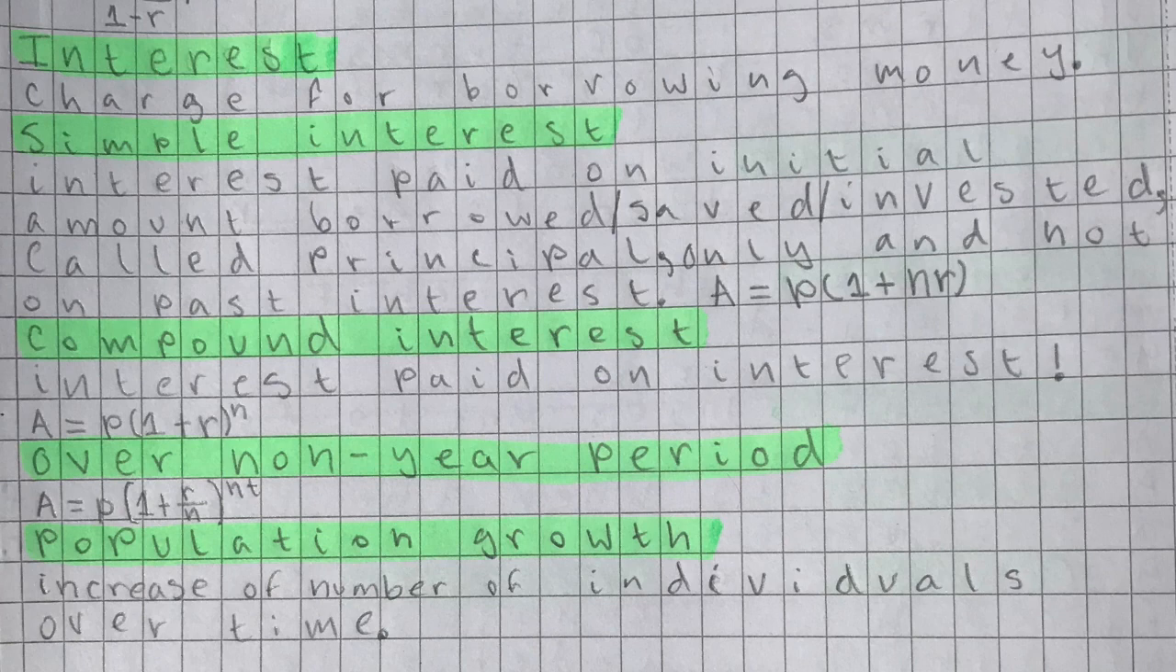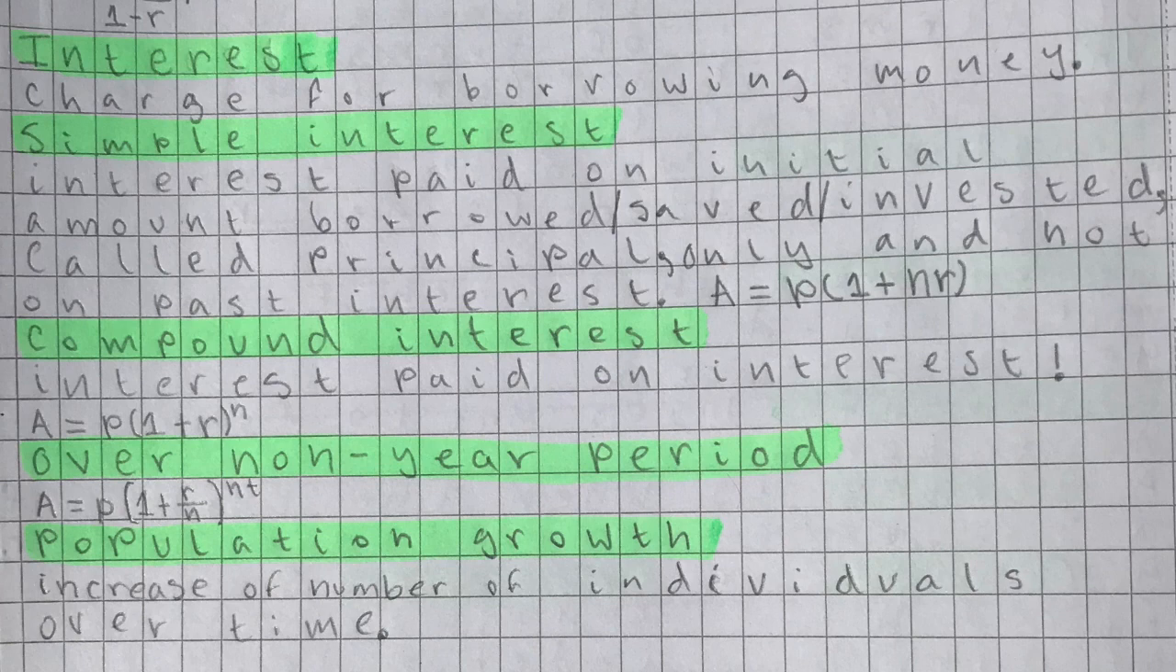Now, you also need to know the formula for compound interest over a non-year period. If you get something where it says that it is not paid annually, meaning not paid once a year, and it says instead that it's paid monthly, you have to use a different formula, which is A equals P times (1 plus r divided by n) to the power of n times t.